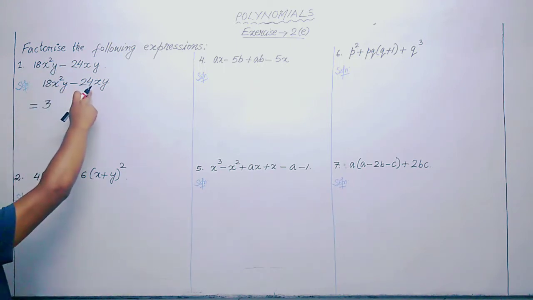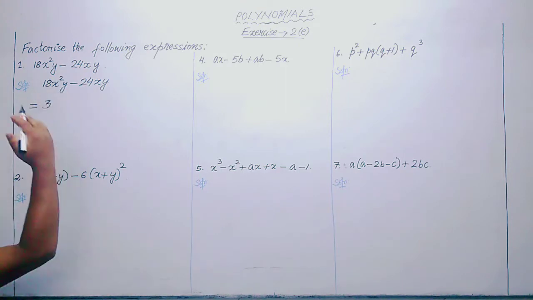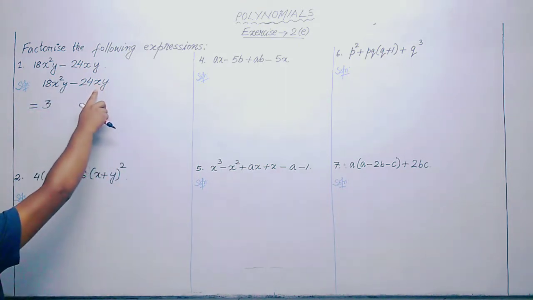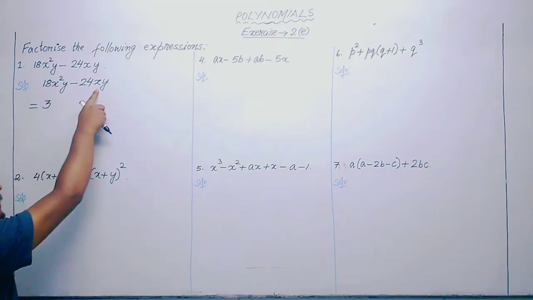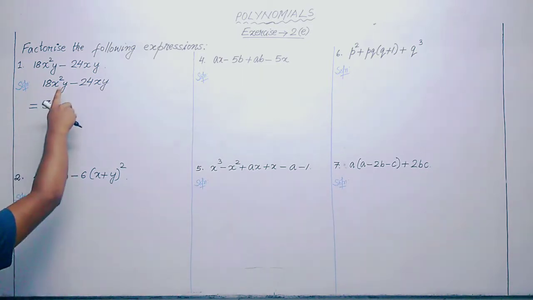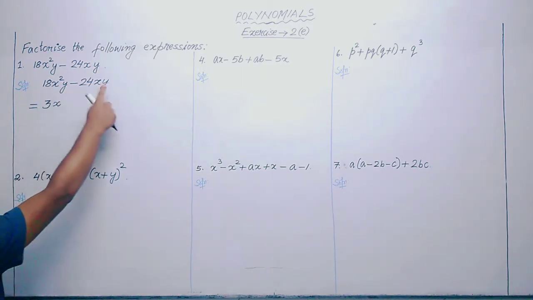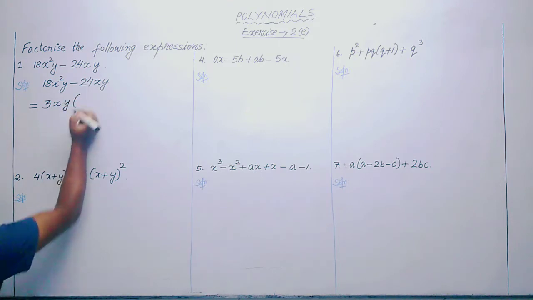3 8s are 24. Now, here you have x square. x square means x into x. Here you have only x. So here 2 times x, 1 time x. Take out 1 x outside, common. You have y, 1 time y, 1 time y. Take out y outside. Now, open the bracket.